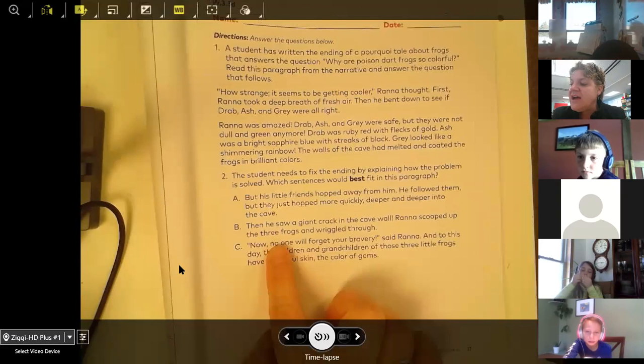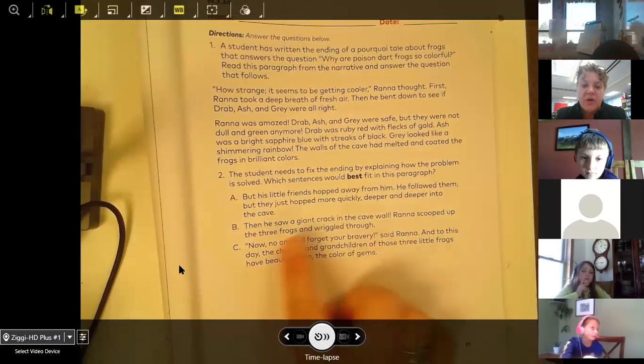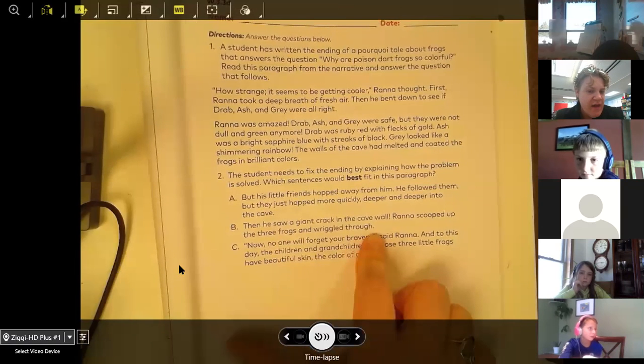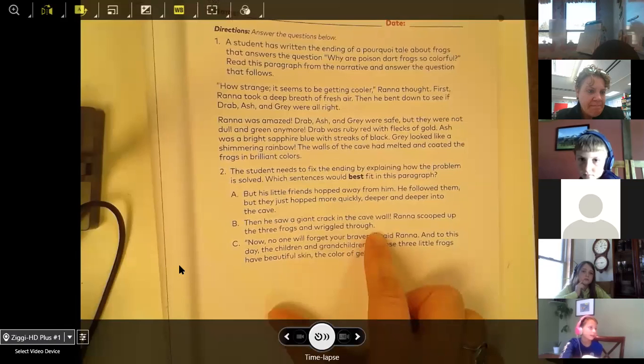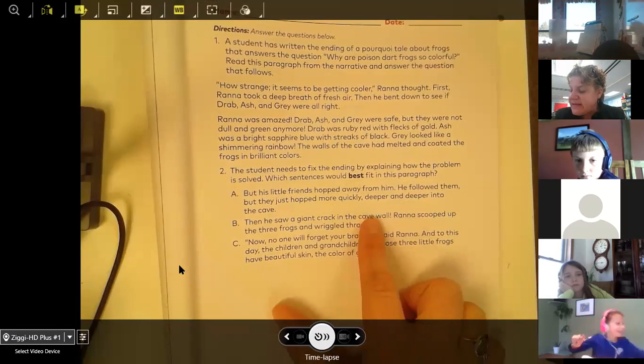B, then he saw a giant crack in the cave wall. Rana scooped up the 3 frogs and wriggled through. Is that solving all of our problem either? No, it's definitely not. So that one, it's not B either. So it's going to be C.